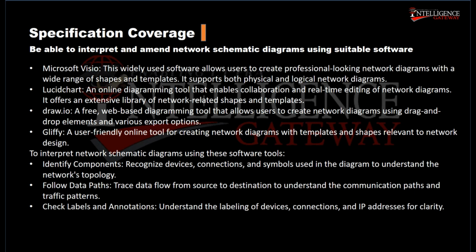To interpret network schematic diagrams using these software tools, identify components, recognize devices, connections, and symbols used in the diagram to understand the network's topology. Follow data paths. Trace data flow from source to destination to understand the communication paths and traffic patterns. Check labels and annotations. Understand the labeling of devices, connections, and IP addresses for clarity.